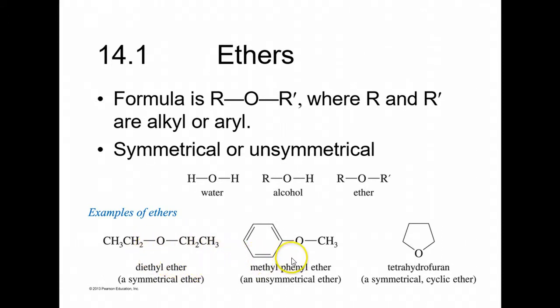Here's an unsymmetrical ether where you have an aromatic ring and a methyl group. And this is a cyclical ether. A lot of ethers are cyclical, especially found in our natural environment. Tetrahydrofuran is a solvent used very often in organic reactions. Very stable. Ethers are extremely stable. They're very non-reactive. That's why they are used as solvents a lot of the time.